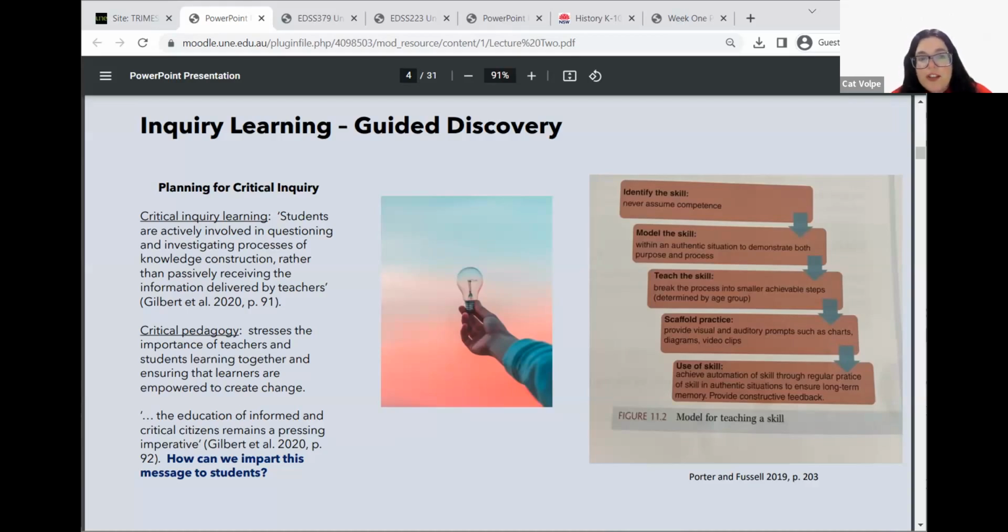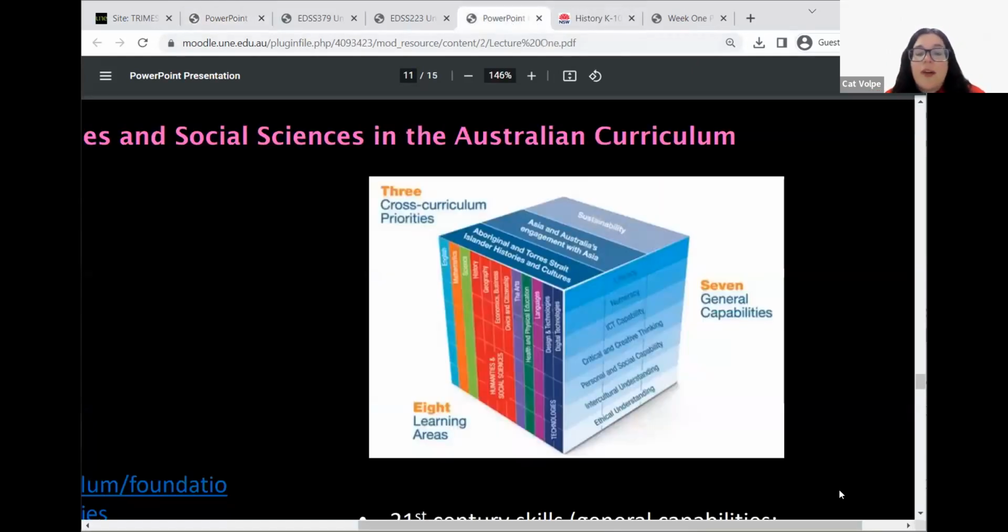So another thing that I just wanted to mention that we talked a lot about in the tutorials, on campus tutorials, and also on the, I believe, the discussion boards, or in the polls, at least in the lectures. We were talking about this 3-dimensional model, and it brought up a lot of interesting points. A lot of students had some great ideas when interrogating the cross-curriculum priorities, their relevance to the curriculum, their relevance to the lives of our students, and also the general capabilities, remembering that ICT is now changed to digital literacy.